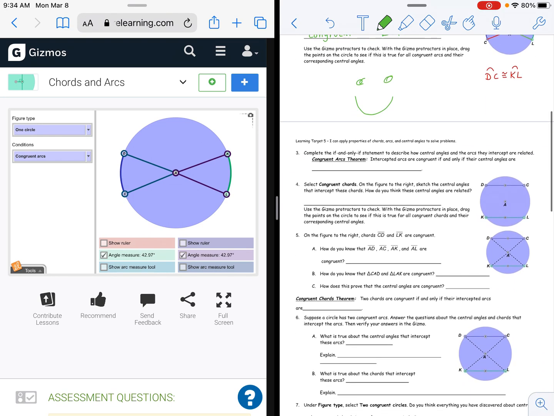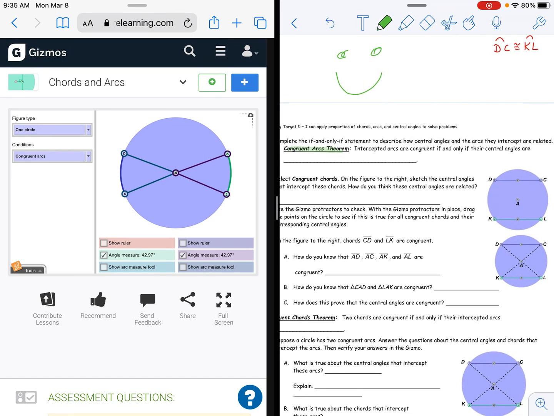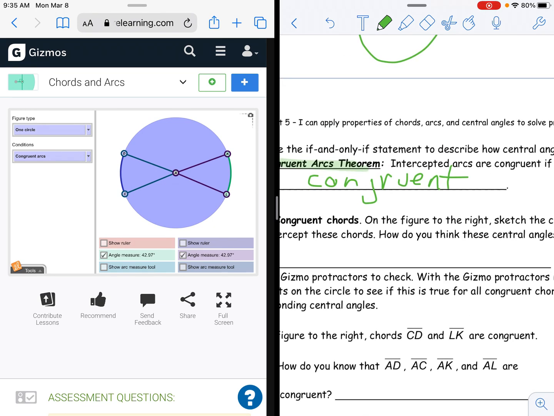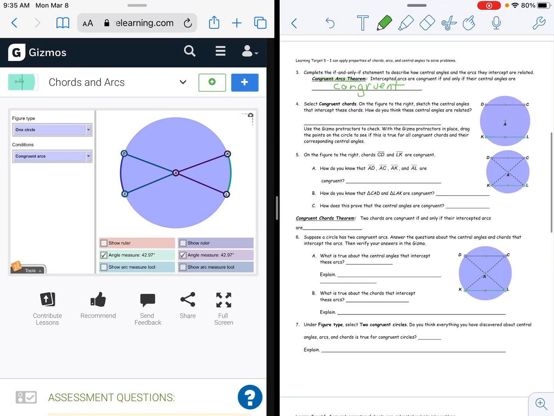All right, so now let's complete the if and only if statement to describe how central angles and the arcs they intercept are related. We have this theorem. It's the congruent arcs theorem. Intercepted arcs are congruent if and only if their central angles are congruent. So basically this big punchline, visualizing, seeing how if arcs are congruent, the central angles that intercept those arcs are also congruent. So that definitely exists.